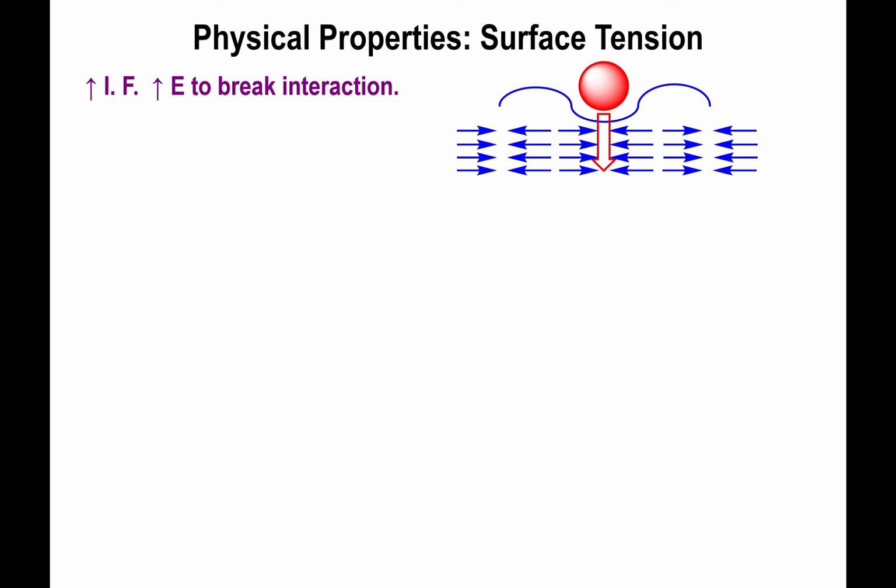Let's talk about surface tension. Simply stated, surface tension has to do with the ability to disrupt the surface of a liquid by applying some type of force to it. And in order to break up this, or at least alter the surface of the liquid, you are basically talking about breaking the interactions among the molecules.